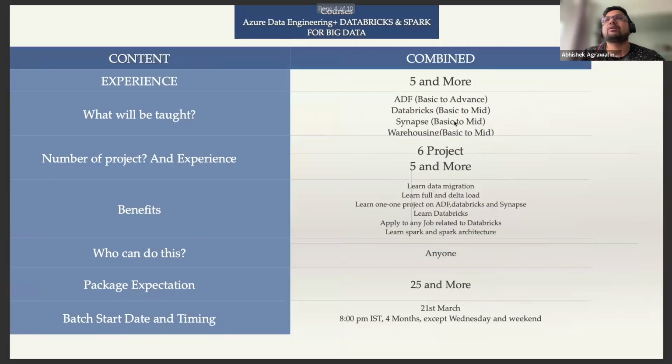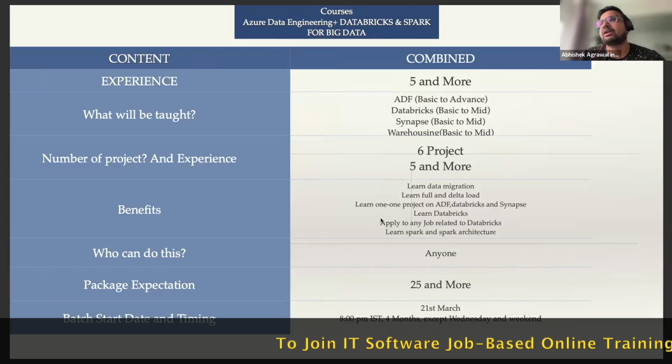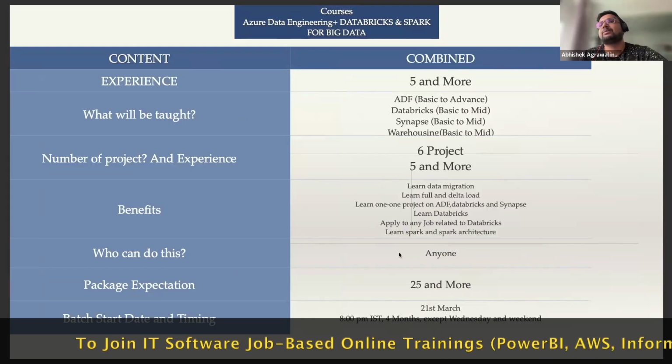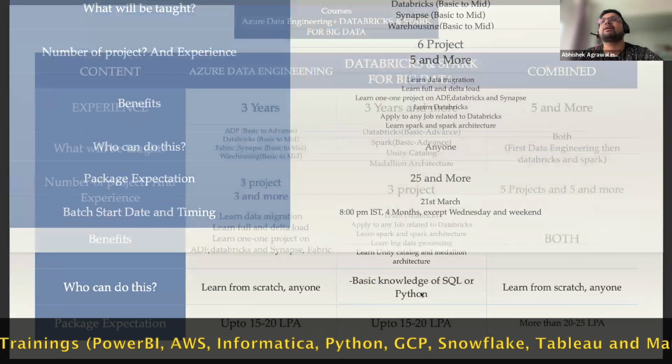In the combined course curriculum, we will learn about everything. We'll do 5 projects. We'll learn everything, whatever is learned in data engineering and Databricks, right? Salary expectation is 15 to 25 LPA and more if you have.